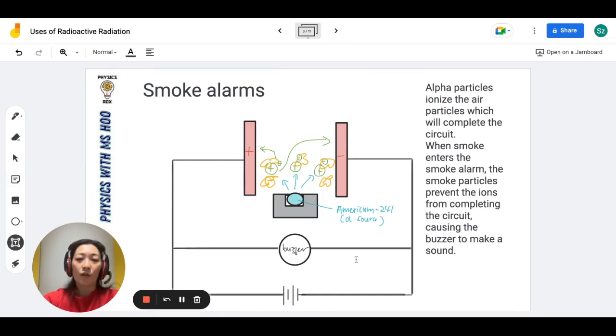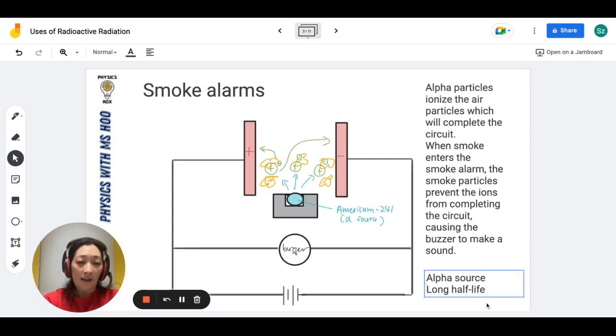So in this case, we are using an alpha source. And in terms of the half-life, because we don't want to have to change the radioactive material so often, we use something which has a long half-life. For example, americium-241 has a half-life of 470 years. The longer the half-life, the longer it'll be radioactive. So you don't have to keep changing and swapping and replacing the radioactive material.